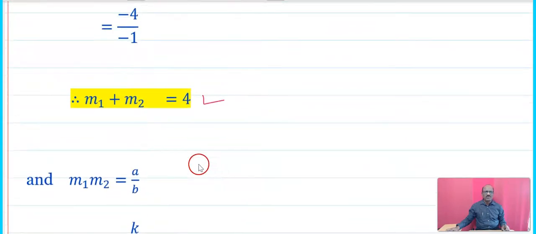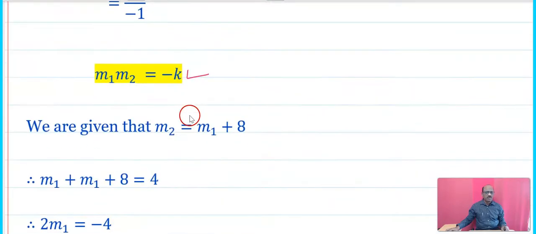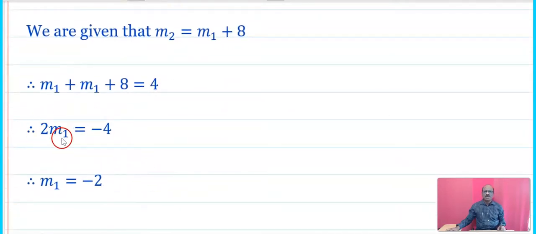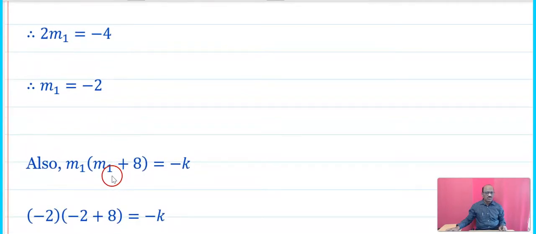Now substitute the value. We have m1 plus m2 is equal to 4, but m2 is m1 plus 8, and therefore m1 plus m1 plus 8 is equal to 4. Therefore 2m1 is equal to minus 4 and m1 is equal to minus 2. Also their product, m1 into m2 is equal to minus k.